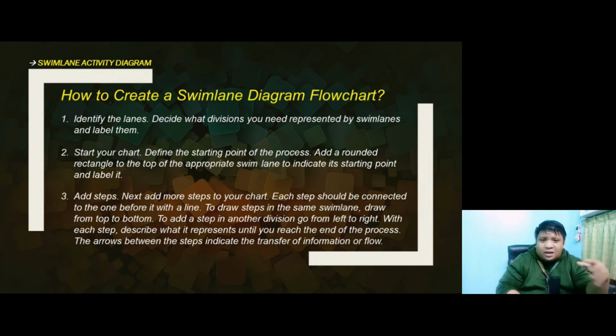And the next step is add more steps to your chart. Each step should be connected to the one before with a line. So connected gihapon, flowchart gihapon. So to draw steps in the same swim lane, draw from top to bottom, and to add a step in another division, go from left to right with each step. Then describe what it represents until you reach the end of the process. The arrows between the steps indicate the transfer of information or flow. Okay, so that is how you create the swimlane diagram.